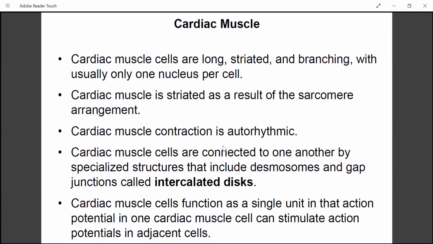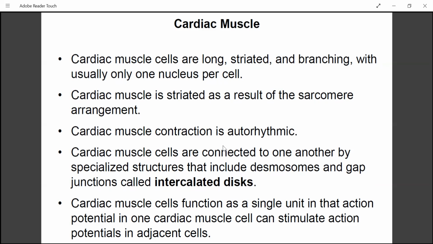Okay, so cardiac muscles are striated. They tend to be quite long, and they also only have one nucleus per cell, unlike our skeletal muscles. Cardiac muscle contraction is autorhythmic, and what that really means is that it has a set pace. Your SA node, your sinoatrial node, is the primary pacemaker for your heart. It beats 60 to 100 beats per minute.